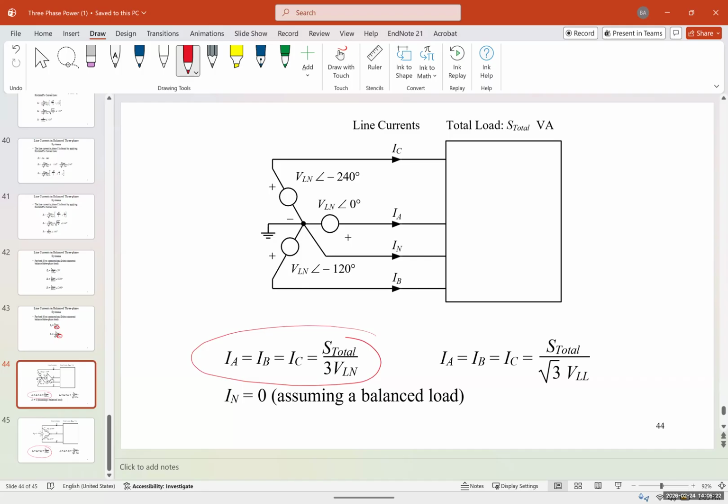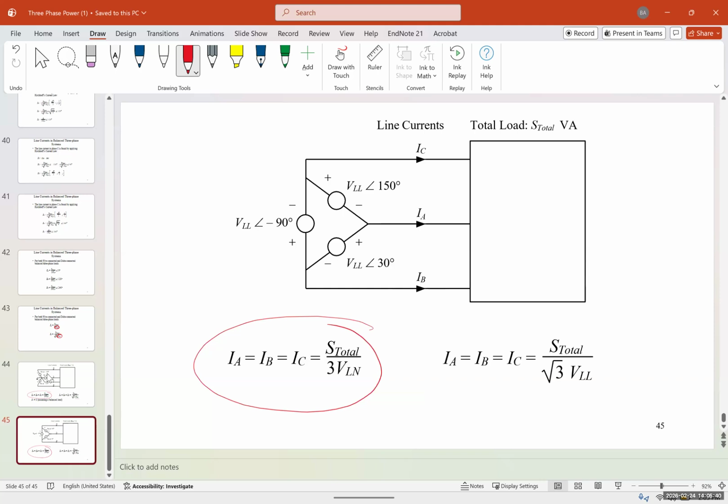Current IA, IB, and IC are equal currents of each phase, and it's equal to S total over 3V phase. Or we can write it like this: currents are equal, and it's equal to S total over 3 square root of 3V line. And for a delta connection, again, it's going to be the same. The currents are equal in all three phases, and it's equal to S total over 3 VLN or S total over square root of 3 VLL.